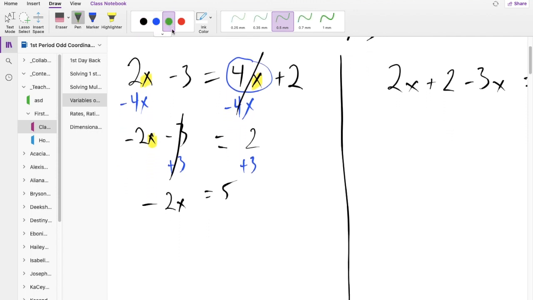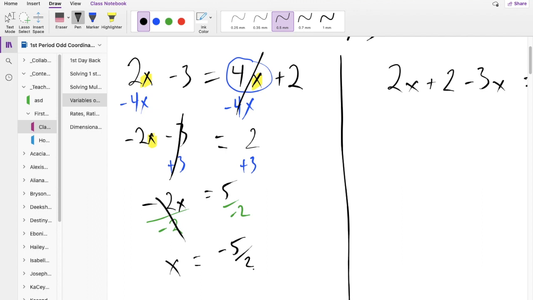Finally, since I have something being multiplied to that x, that negative 2 is being multiplied, I have to divide by a negative 2. I have to divide by that whole coefficient of negative 2. So the entire thing needs to be divided on both sides. So I get an x on the left side, and I get a negative 5 halves on the right side.